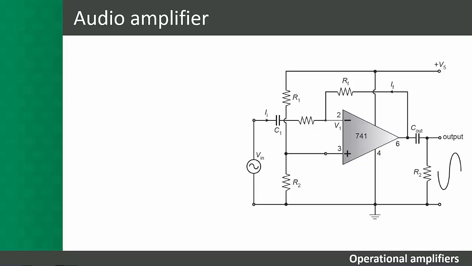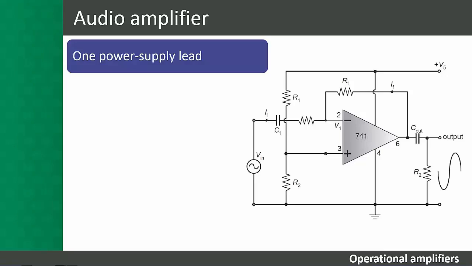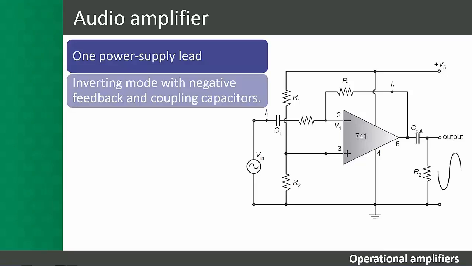The audio amplifier. The audio amplifier uses only one power supply lead, working in the inverting mode with negative feedback and coupling capacitors. The voltage divider circuit, consisting of R1 and R2, makes it possible to work from one supply line. The coupling capacitors can be calculated using these two equations.